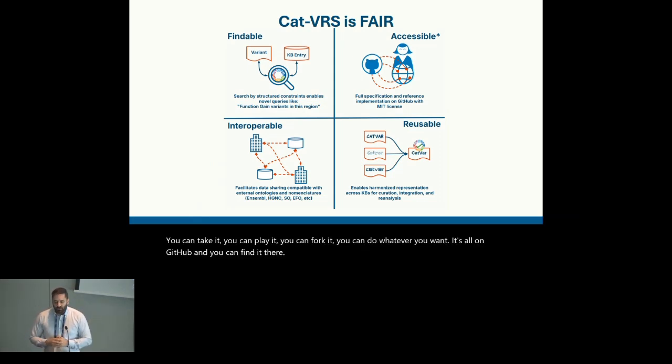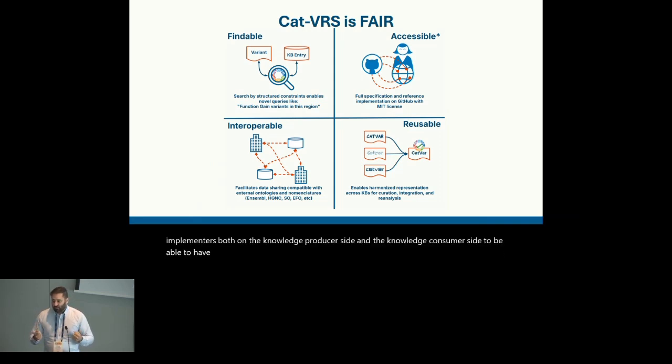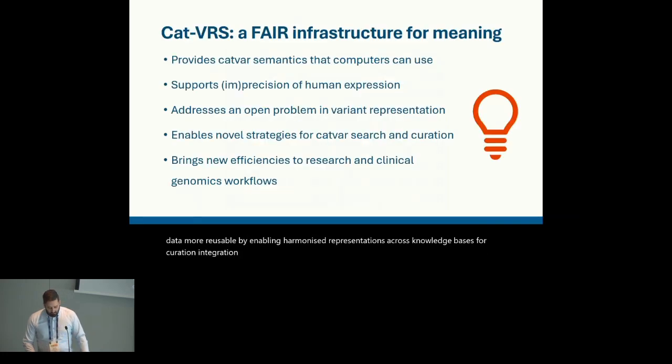It's interoperable. One of the goals of this new data standard is to allow various implementers, both on the knowledge producer side and the knowledge consumer side, to have a common language for talking about categorical variants with each other, with the aim of reducing the barriers to interoperability across the field. And finally, it makes the data more reusable by enabling harmonized representations across knowledge bases for curation, integration, and reanalysis.